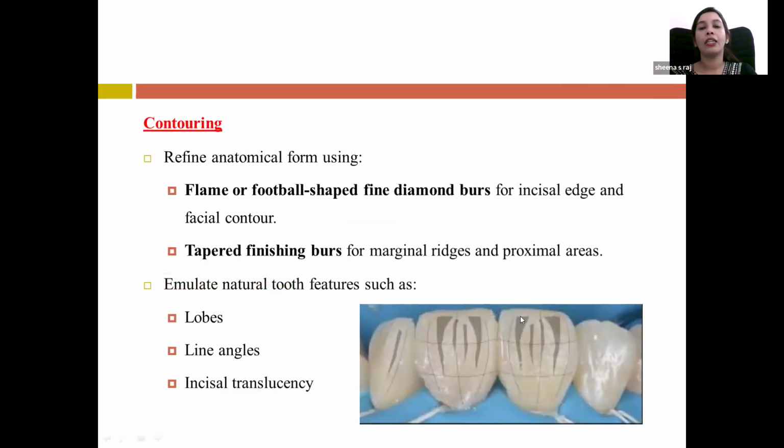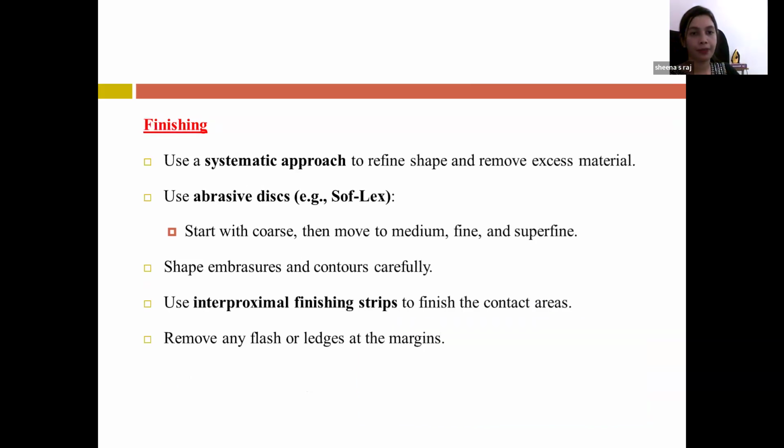As you can see, the natural tooth structures like the lobes, line angles, incisal translucency, etc. have to be made. Normally, it is made with the help of a flame or football-shaped burrs and a tapered fissure burr. Next, after that we have to finish the surface. Normally abrasive discs like Soflex are used. They come in various grits like coarse, medium, fine, super fine, etc. And interproximally we'll be using interproximal finishing strips for removing the unwanted composite and the extensions in the contact area.